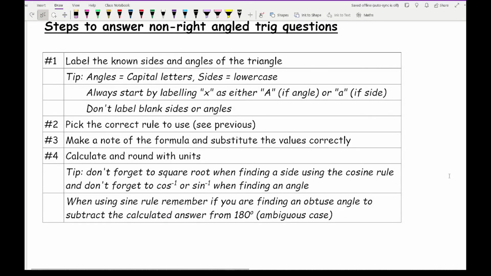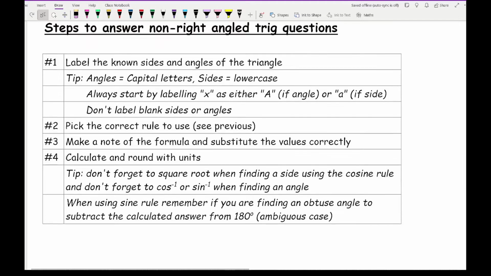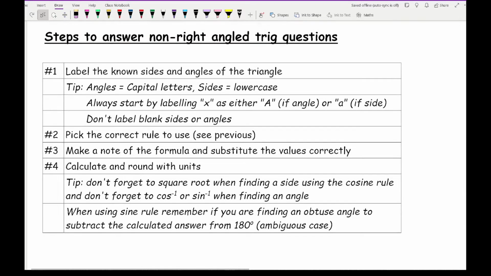Now, just like with SOHCAHTOA trig, there are certain steps that you can follow. I would suggest that you follow these 4 steps. Although there are 4 steps, it doesn't necessarily mean that each question is going to be worth 4 marks. Some of these you'll be able to do in your head, and some will be done in a couple of seconds. But if you follow these 4 steps, you're going to limit the number of mistakes that you make, but also maximize your marks when it comes to exam style questions.